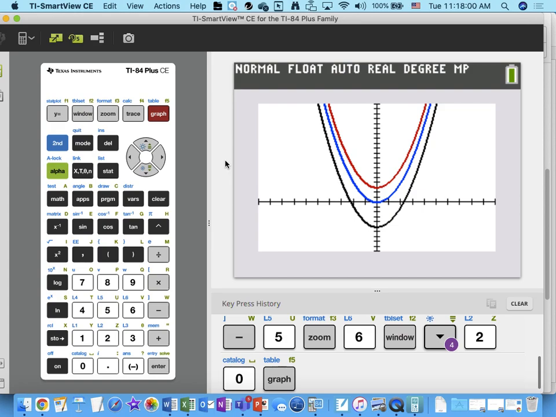So this one's at 0. Then this one goes up. How much does it go up by? It goes up by 3. Yeah. This one's at 0. This one goes down. How much does it go down by? 5. Yes. So the q value moves the vertex up or down. And it moves the vertex specifically up or down by the q value. Okay? It's as simple as that. Okay?